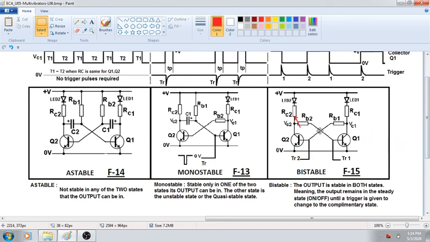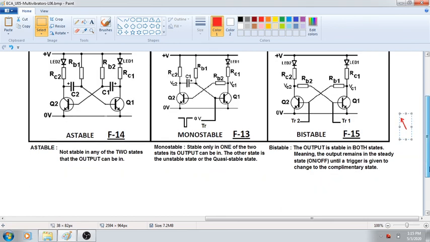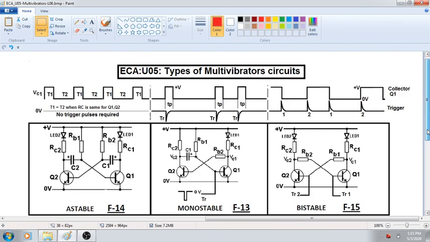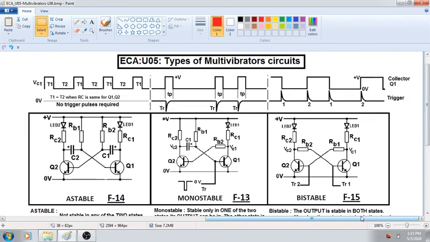So technically astable does not use any trigger pulses, monostable uses only a single trigger pulse, bistable technically uses two different trigger pulses. But if you want a single trigger pulse to do this shifting from low to high and high to low, that also is possible by properly designing the circuit. Okay, now don't assume that if a circuit is having a single trigger pulse input, it is a monostable. Sometimes it can be bistable also. Okay, so with that point we will conclude for today.